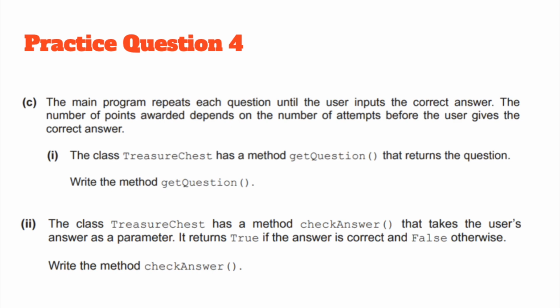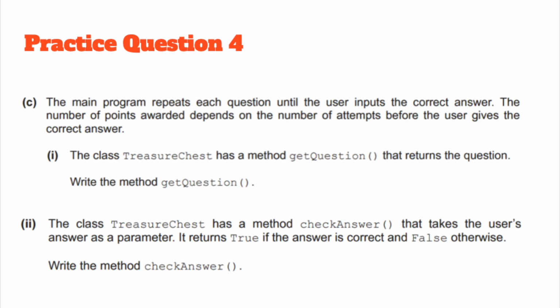The main program repeats each question until the user inputs the correct answer. The number of points awarded depends on the number of attempts before the user gives the correct answer. So the first part of C, the class TreasureChest, has a method getQuestion that returns the question. Write this method getQuestion. So all you need to do is write the getQuestion method. So this getter will just simply return the question back, and that's all you need to do. Now this is going to be worth 2 marks.